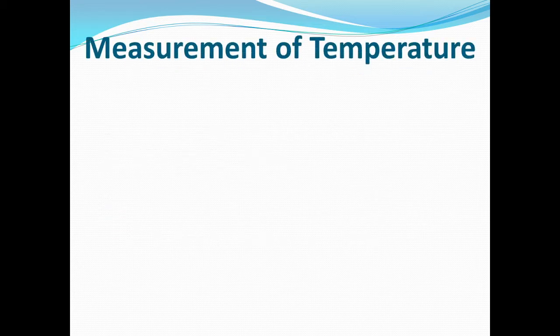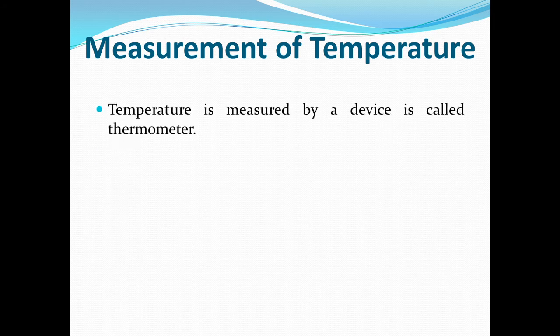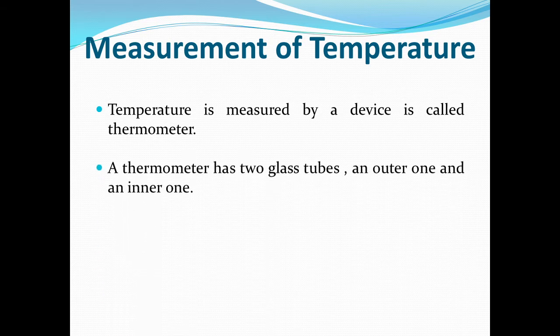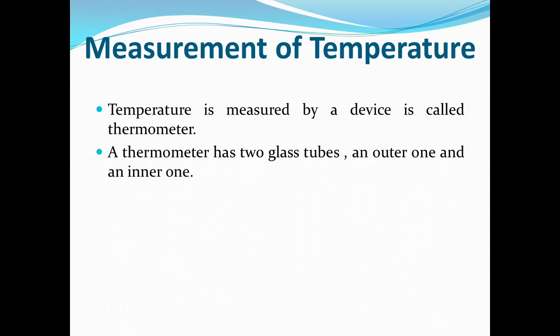Now the next topic is measurement of temperature. If you want to measure the temperature, there is a device. That device is called a thermometer. So temperature is measured by a device which is called a thermometer. A thermometer has markings which are used to read the value of the temperature. Thermometer basically consists of two words, thermo that means heat and meter to measure. So, a thermometer is a device which is used to measure heat.